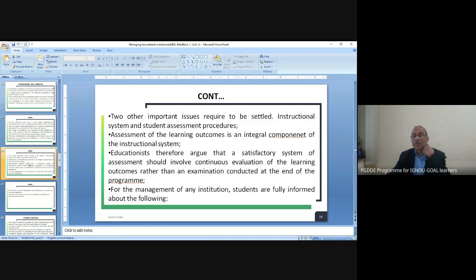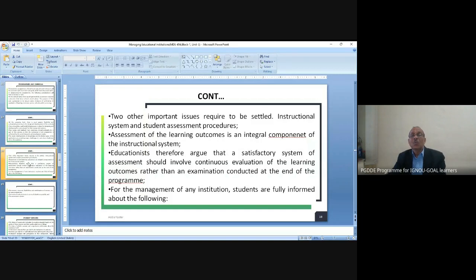Two other important issues required to be settled: instructional systems and student tests. Yeah, we talked about programs, curriculum, its relevance to the job market, relevance to the society's needs, etc. After that, you have a good curriculum.